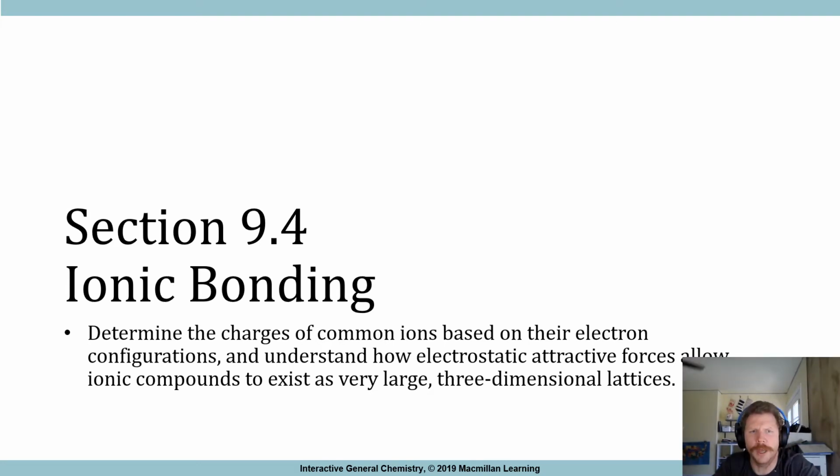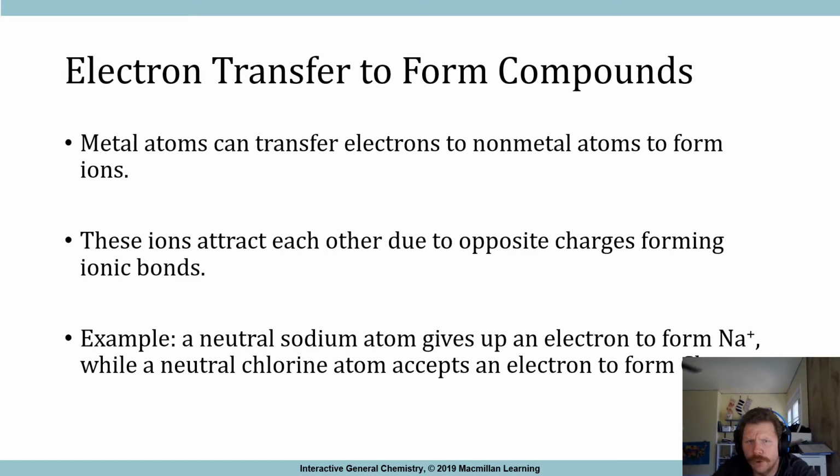All right, section 9.4, ionic bonding, the second to last section in chapter number 9. Electron transfer is what takes place in order for an ionic bond to be formed. Metal atoms can transfer electrons to nonmetal atoms to form ions. These ions attract each other due to opposite charges, forming ionic bonds.